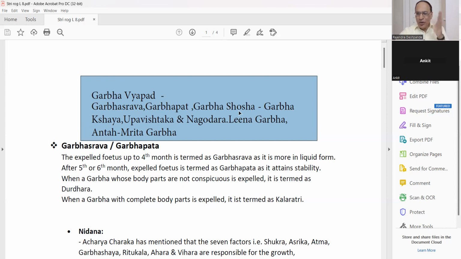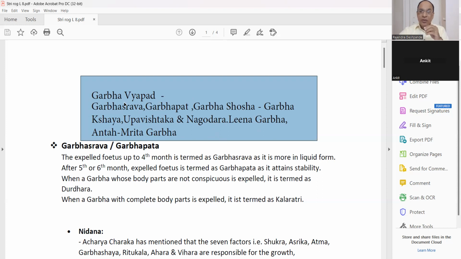Shosha, nutrition is not proper for that baby inside the uterus. Kshaya, nutrition is improper. Then Upavishtaka, some Sanskrit words are there. I will explain what is Upavishtaka and Nagodara. But these are very important topics because in SAQs they ask: describe what is Nagodara, describe what is Leena Garbha. These questions are very important for examination. Three words are important: Upavishtaka, Nagodara, Leena Garbha. I will wait. You write down everything.